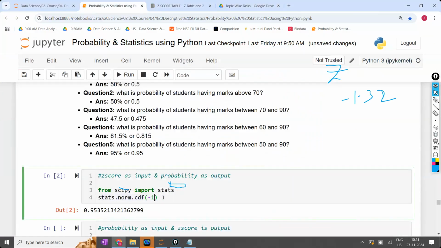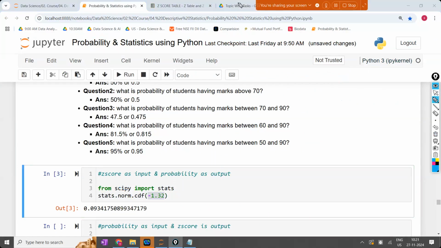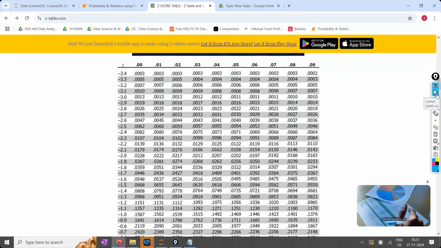Minus 1.32. Is the point clear? So you can get the probability value by giving the input as Z-score. You have to provide the input as Z-score, and the output you will get is the probability. Now, guys, using this table, I will tell you the probability. Can you tell me the Z-score value if I give the probability?